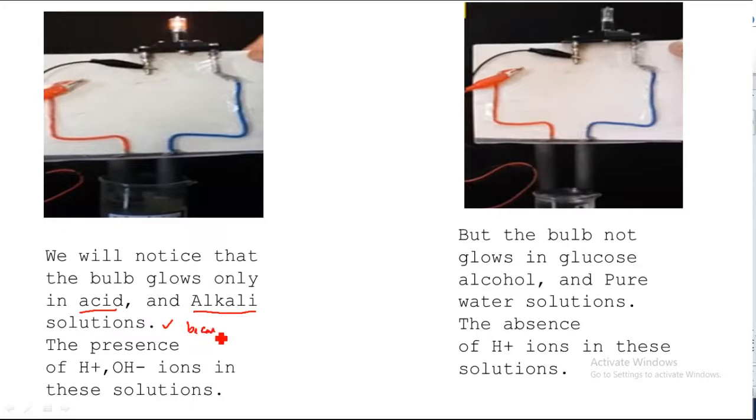because of the presence of H plus ions and OH minus ions in these solutions. But the bulb didn't glow in glucose solution, alcohol solution and pure water. So, the reason is the absence of H plus ions in these solutions: glucose, alcohol and pure water.